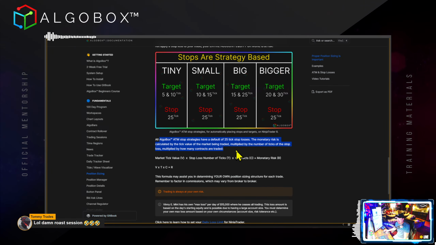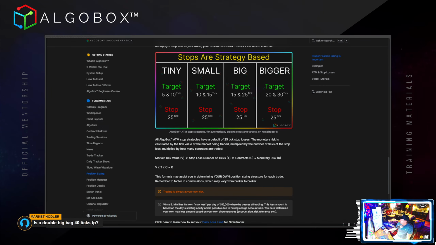All AlgoBox ATM stop strategies have a default monetary risk calculated by the tick value of the market traded multiplied by the number of ticks of the stop loss. We talked about that the other day on each of the instruments and their different values. We have $5 a tick, $10 a tick, $12.50 a tick, and we did talk about some outliers there. FDAX, $32.50, etc.